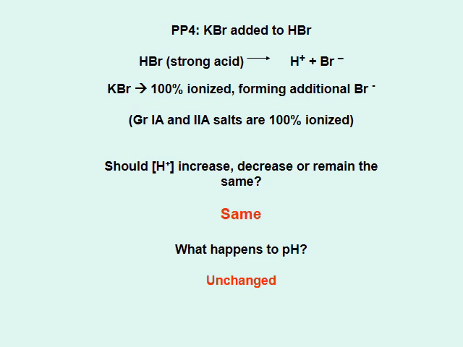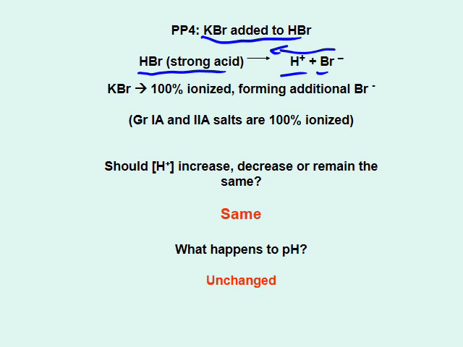Now I'm adding KBr to HBr. HBr would break down into H plus and Br minus. Now this is a common error: KBr when added is going to contribute Br minus, so there's a common ion. If you don't look at this problem carefully, you may think that equilibrium will be shifted from right to the left. But truly, that's not going to happen.